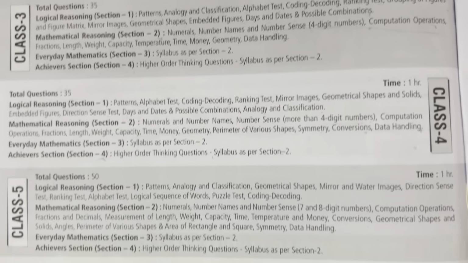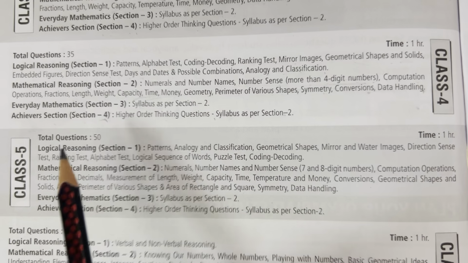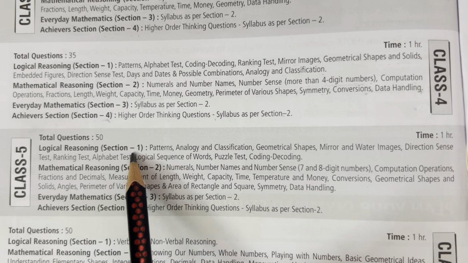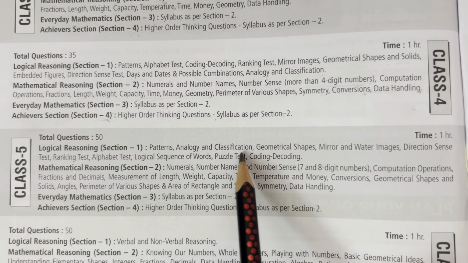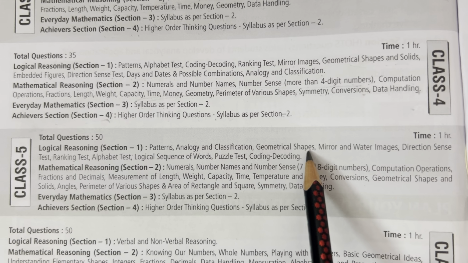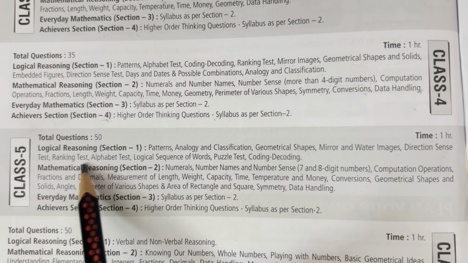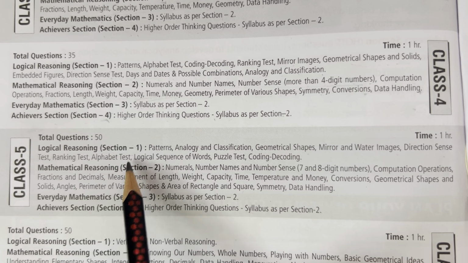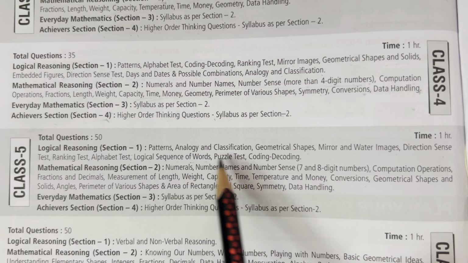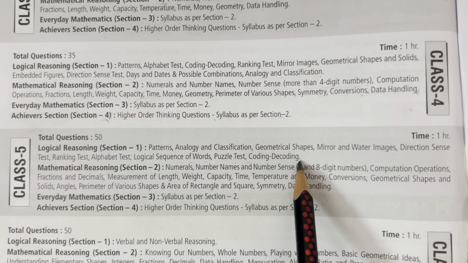And syllabus for class 5, logical reasoning, that is in section 1: patterns, analogy and classifications, geometrical shapes, mirror and water images, direction sense test, ranking test, alphabet test, logical sequence of words, puzzle test, coding, decoding.